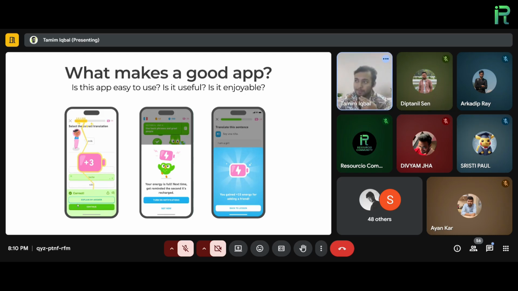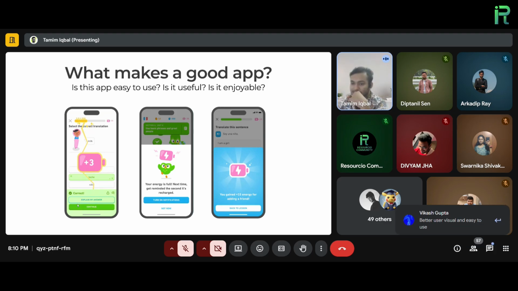So, what makes a good app? Any one of you want to give a shot? It should be user friendly. Anything else? Okay, great. I'll just go ahead. So, when we are designing an app, we need better visuals and it should be easy to use.